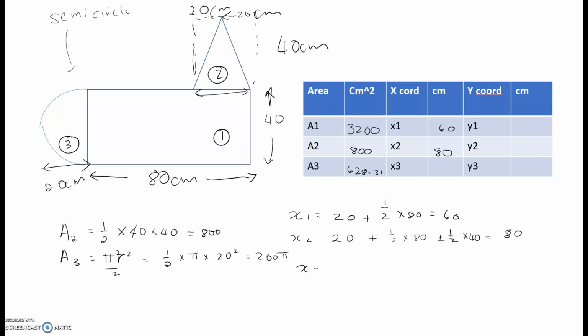Let's have a look at x3. x3 is one of those ones where we know that for the centroid of a semicircle, the x value is going to be at 4r over 3 pi, and it'll actually be 20 minus that. So 20 minus 4 times r, which is 20, over 3 pi, and if we use the calculator, that's 11.52.